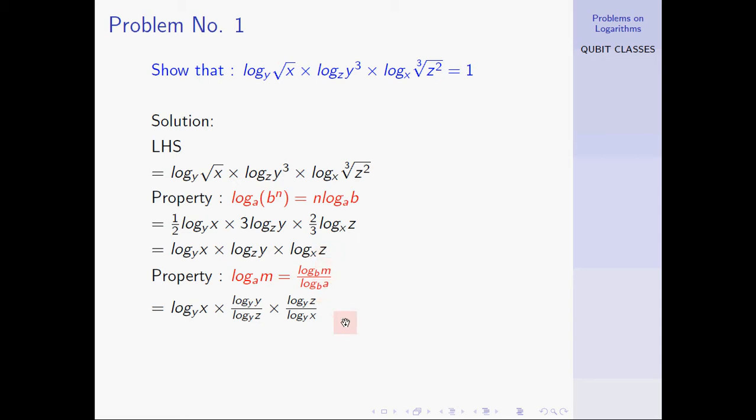Now this term, log of x to the base y, and this term will get cancelled, and these two terms as well. So we are now left with log of y to the base y, but log of anything to that same base is equal to 1. So ultimately we are getting 1, which is equal to RHS. Hence we have shown that this entire expression is equal to 1.